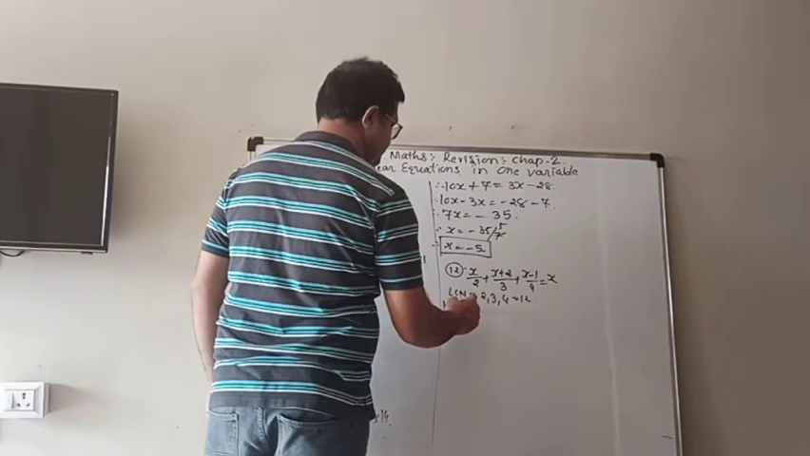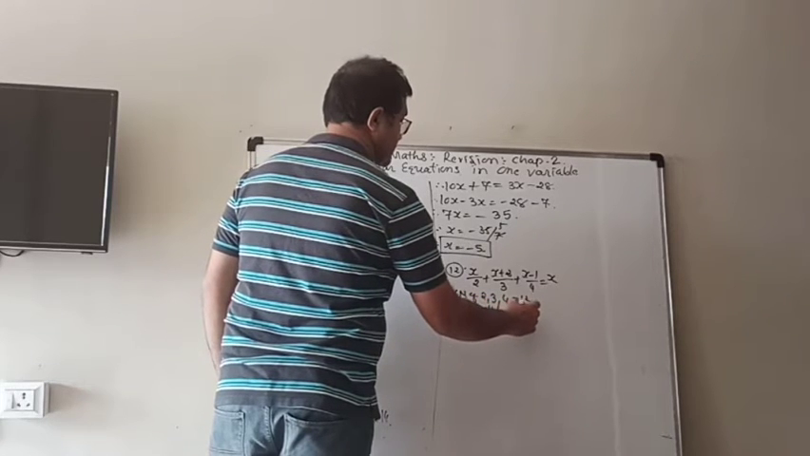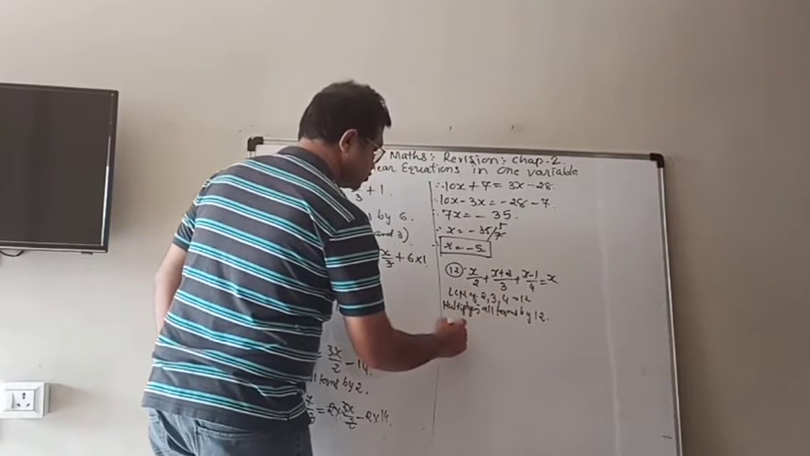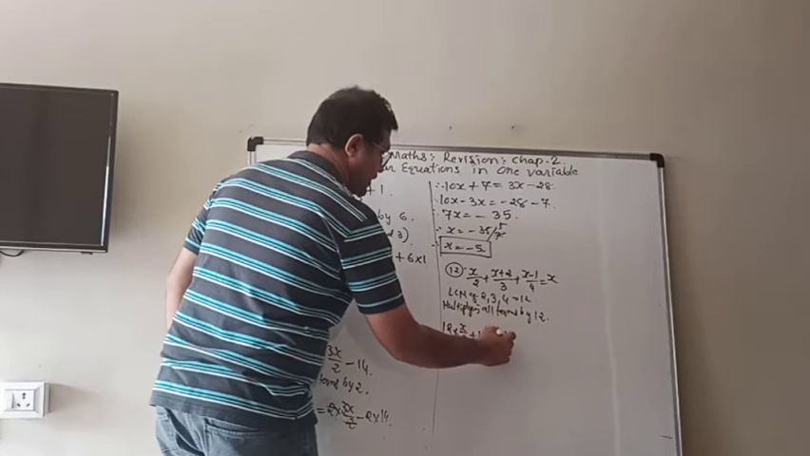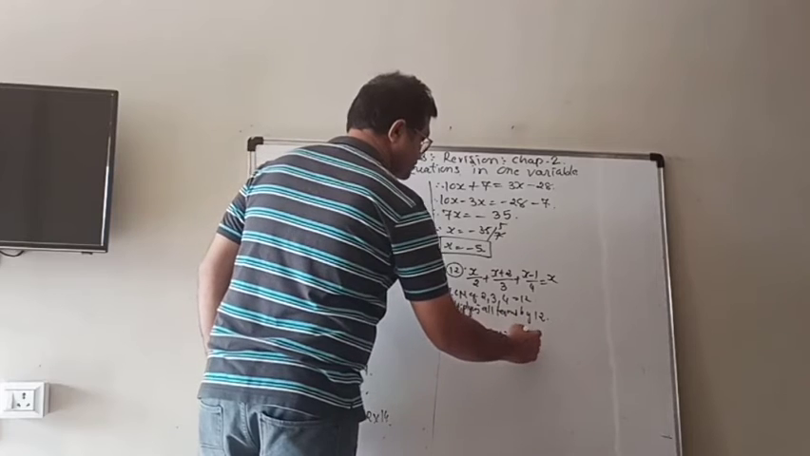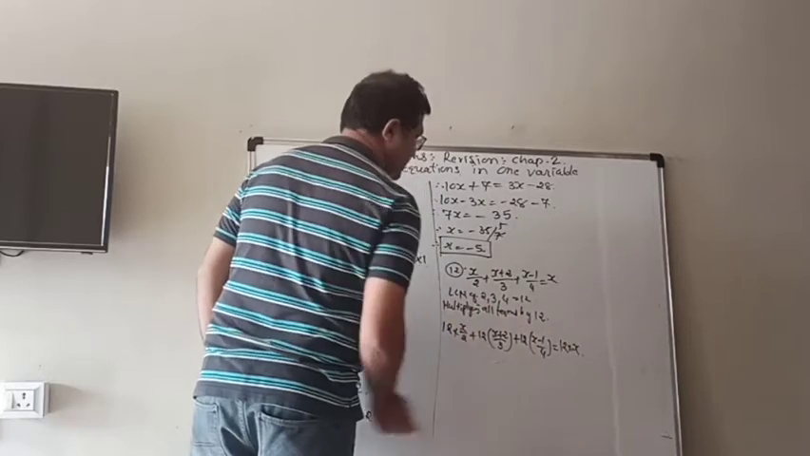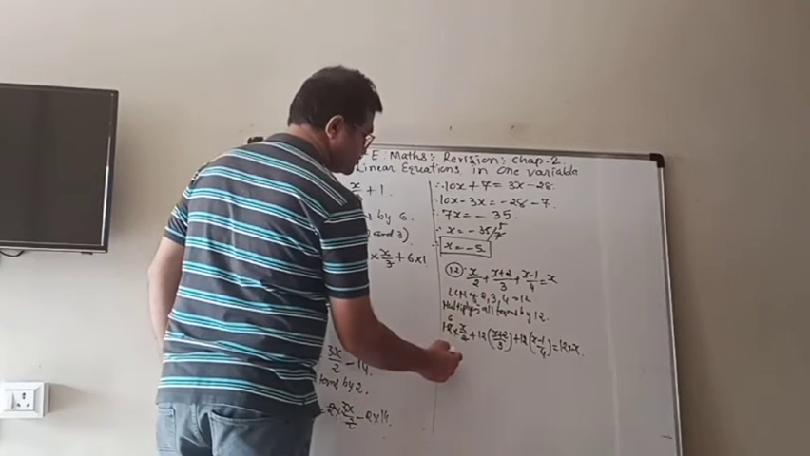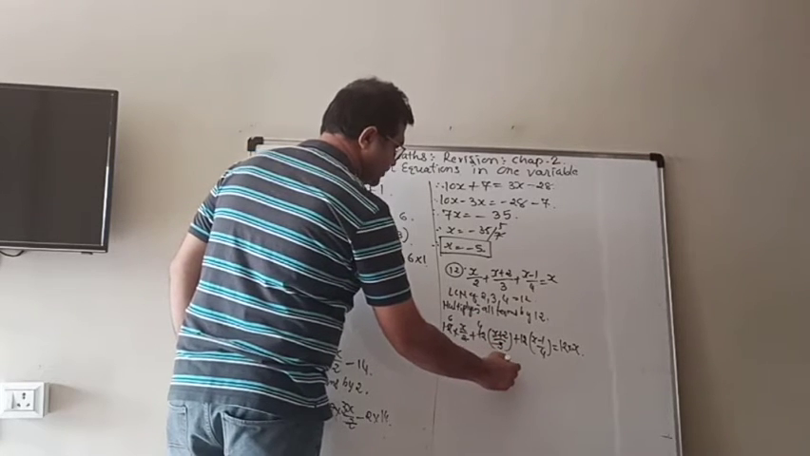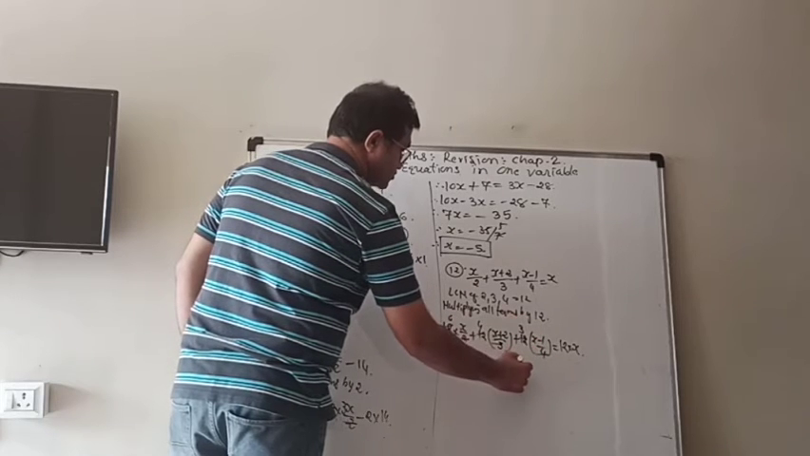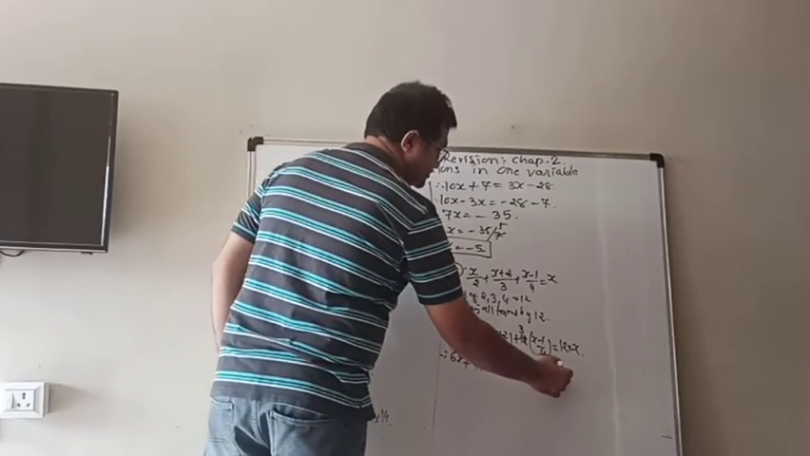So multiplying all terms by 12. So 12 into x/2 plus 12 into (x plus 2)/3 plus 12 into (x minus 1)/4 is equal to 12 into x. Here 2 6s are 12, so 6x, plus 3 4s are 12, so 4 into bracket x plus 2, plus 4 3s are 12, so 3 into bracket x minus 1 equals 12x.